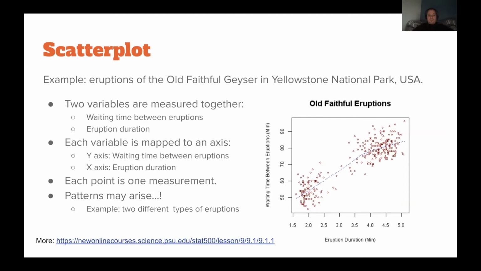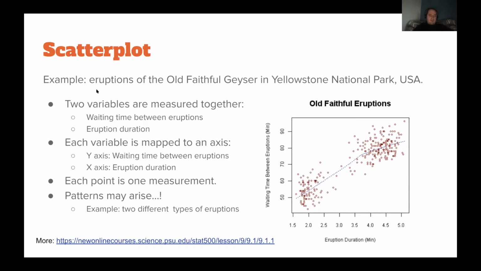So basically, what do you do? Well, you put each of the variables of your data set, one on the x-axis, one on the y-axis, and then you put a point where these two variables meet for one element. Let's use this as a quick example, so you understand what I mean. There were two variables here that were measured together, right? So the waiting time between eruptions and the eruption duration.